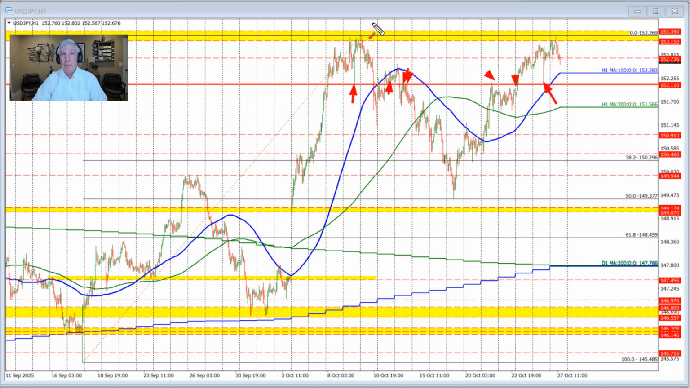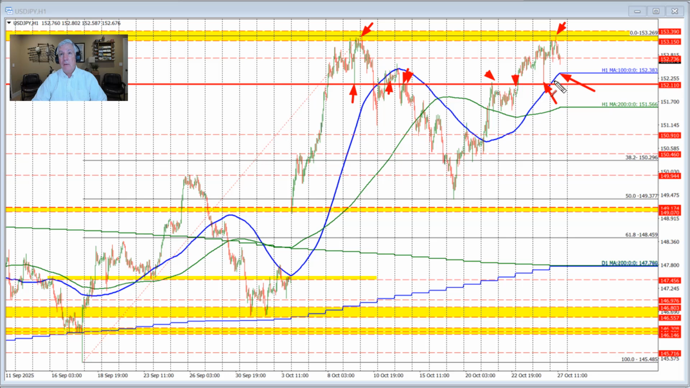Of course, this high right here was the next key target. That was a high that we saw in October, and that level comes in at 153.269. And what did the high price come in at today? 153.25. So just short of that target on the top side. And since then, we've seen a rotation to the downside. The dollar is lower versus the yen now.